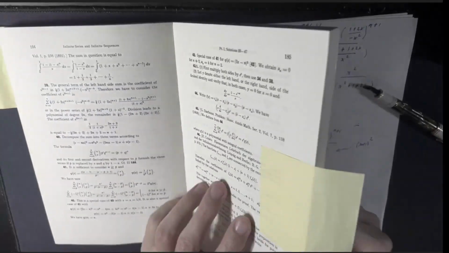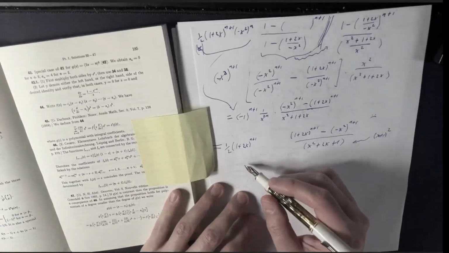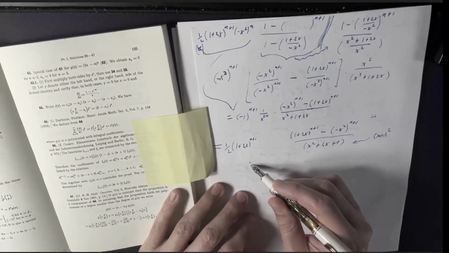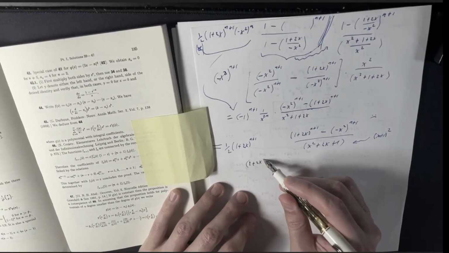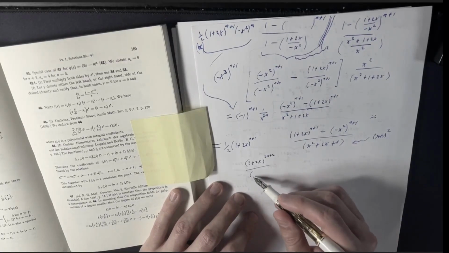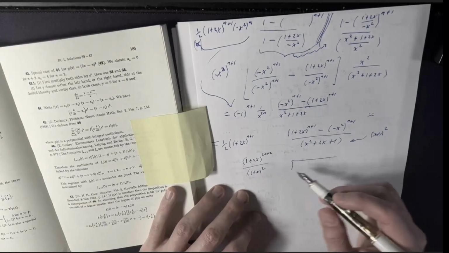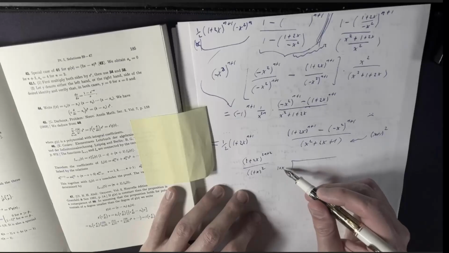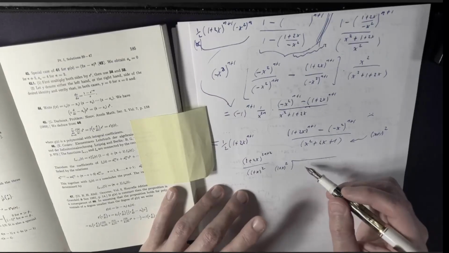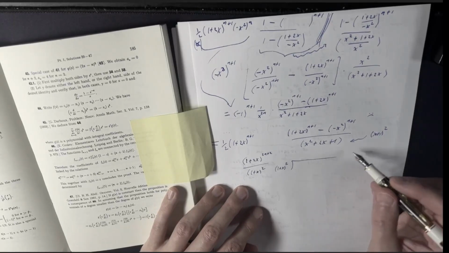But how's he getting this? How's he doing that? Like 1 plus 2x to the 2n plus 2 divided by 1 plus x squared. Is he really doing long division on this somehow? Yeah, I don't get this remainder.